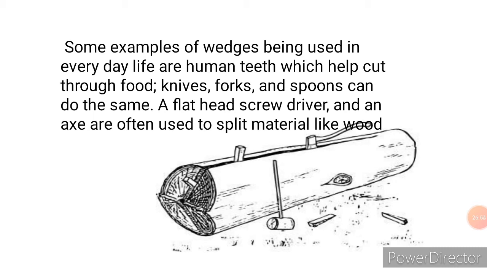Okay, so some examples of wedges being used in everyday life are your human teeth, which help you to cut through food. The knife, fork, and spoons can do the same. A flathead screwdriver and an axe are often used to split materials like wood. Is it not? All these are examples of what? A wedge. Another thing a wedge does is that we use it to stop unwanted movement of a parked trailer. If you see some big trailer when they park, you see something like a wedge. Yes, that's another use for a wedge, so that the trailer wouldn't move forward or backward, it will stay stable. We also use wedges for that.